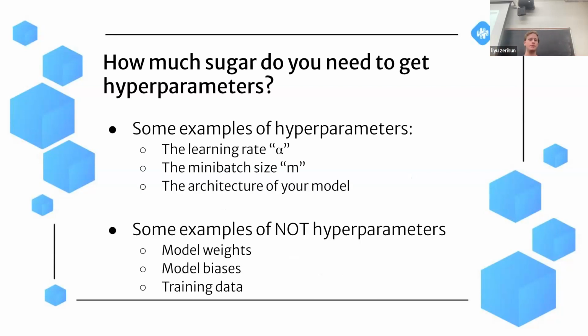The other example here is the architecture of your model, basically the type of model that you're using, whether it's a fully connected neural network, a CNN, an RNN, a transformer, whatever it may be. However, model weights, model biases, and training data are not hyperparameters. Model weights and biases, obviously, those are the things that we actually update during training. And so those are obviously not hyperparameters, they're parameters.